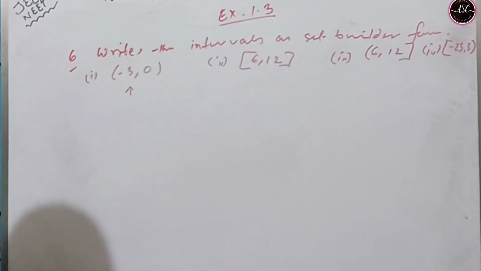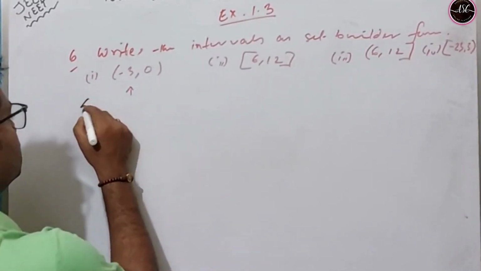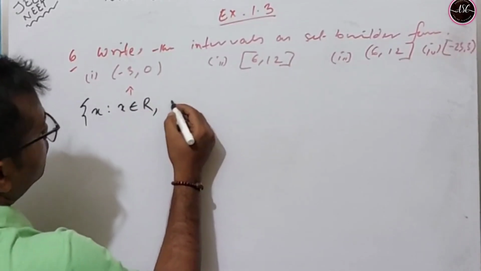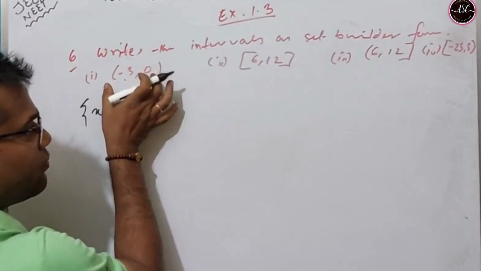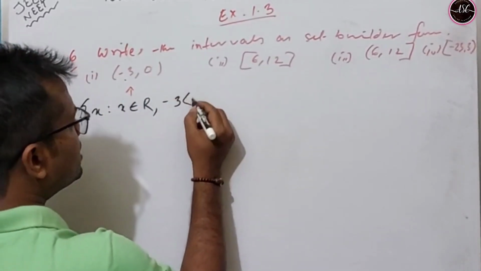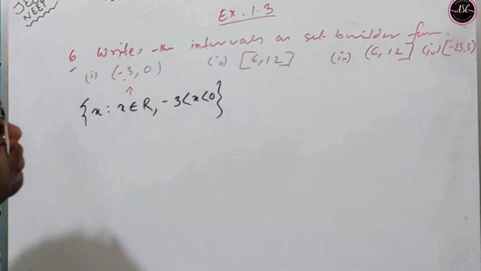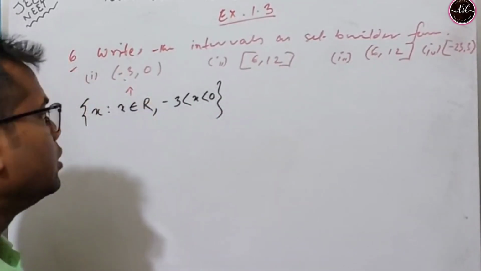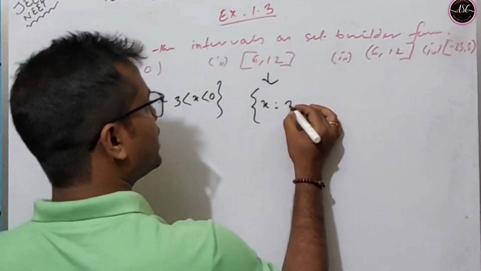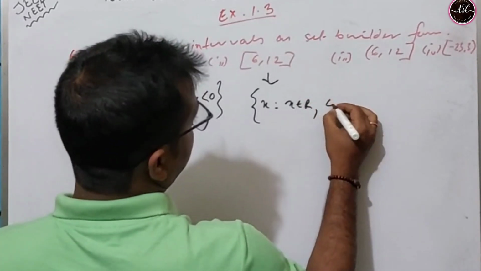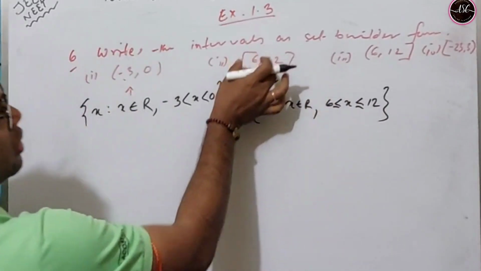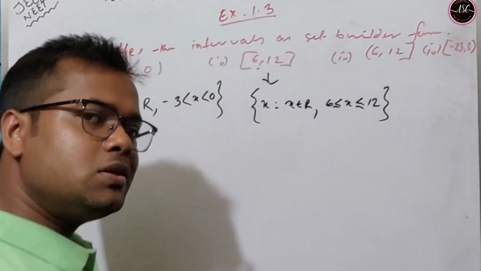So for this first case, we write this as {x : x belongs to R, -3 < x < 0}, as these endpoints are within open interval. This is the set builder form of question number 1. Then question number 2. This can be written as {x : x belongs to R and 6 ≤ x ≤ 12}, because these endpoints are within closed interval.